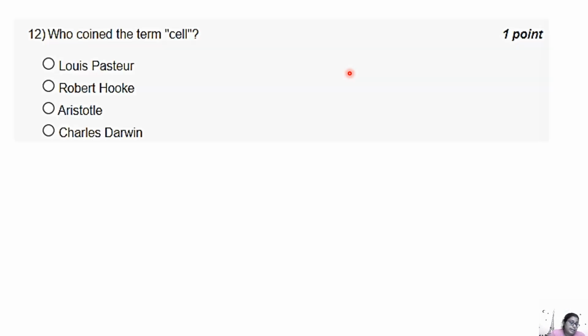So moving on to the next question: who coined the term cell? There are four people listed here: Louis Pasteur, Robert Hooke, Aristotle, and Charles Darwin.